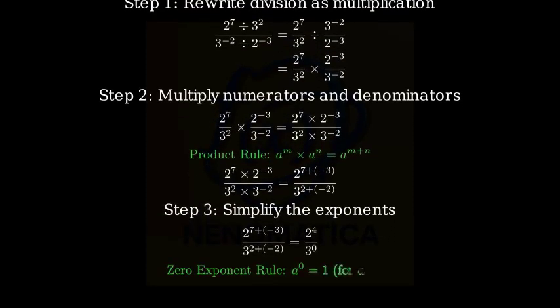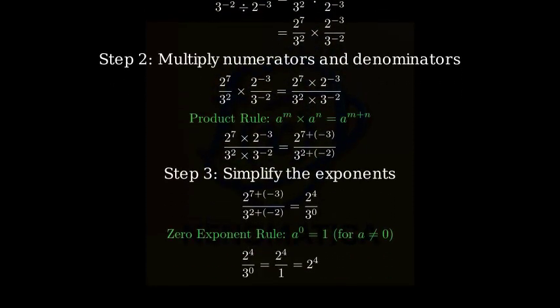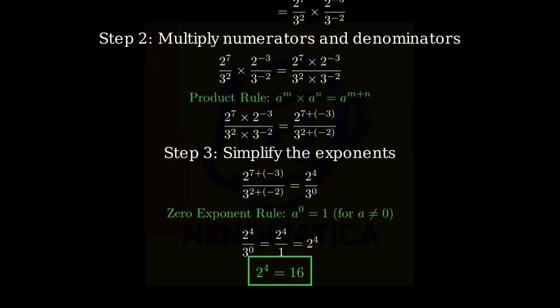Here's another important exponent rule. Any non-zero number raised to the power of 0 equals 1. So 3 to the power of 0 equals 1. Therefore, our final answer is 2 to the 4th power, which equals 16.